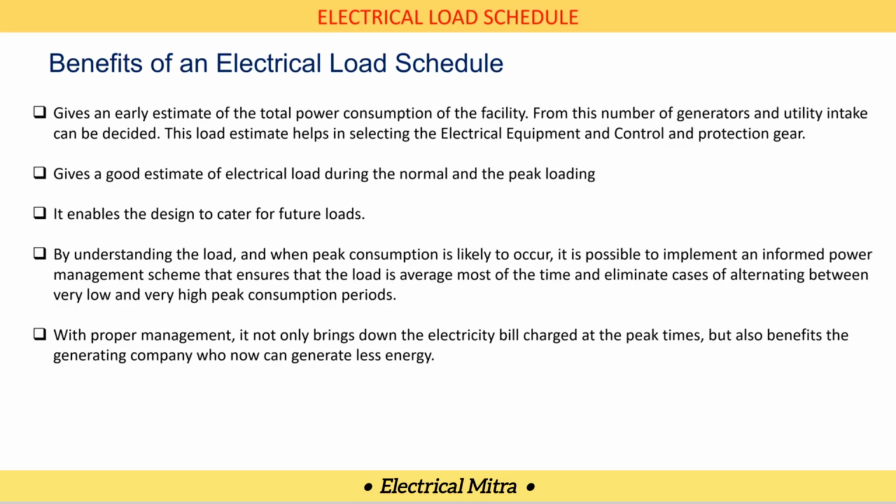Also, by understanding the load and when the peak consumption is likely to occur, it is possible to implement a power management scheme that ensures that the load is average most of the time and eliminates cases of alternating between very low and very high peak consumption periods. With proper power management, it not only brings down the electric bill charge at peak times, but also benefits the generating company, which can now generate less energy.